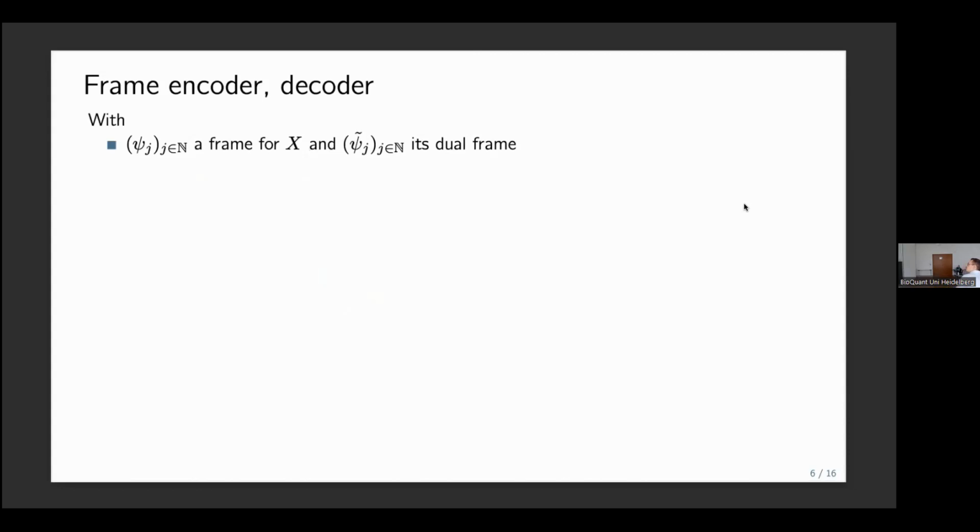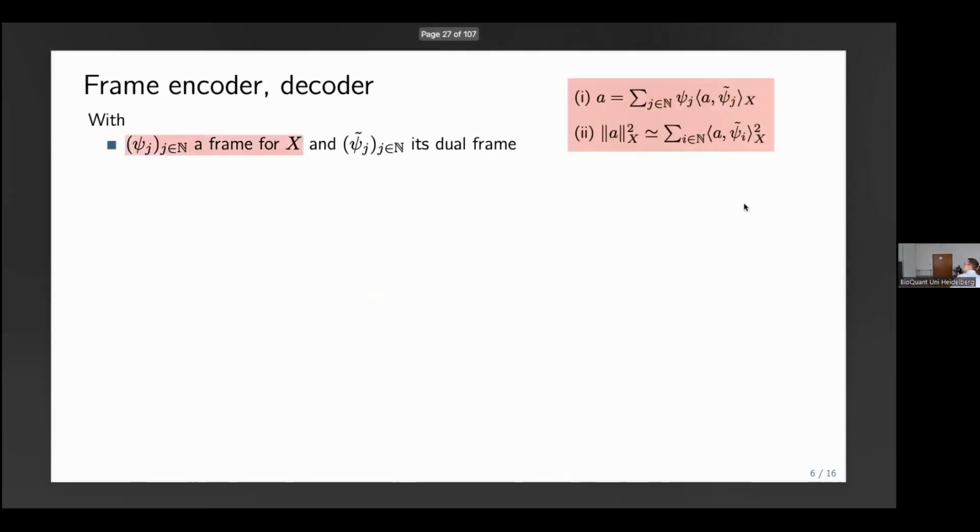So in the following, I will always use the notation psi j to denote a fixed frame on X, and psi j tilde will be its so-called canonical dual frame. What does that mean? So if psi j is a frame on X, then in particular, we have the following two properties. The first one says that any element A in X, I can represent in terms of the frame. So I can write down an expansion, expanding in this frame. And the coefficients, or one possibility for the coefficients, are given as the inner products with the dual frames.